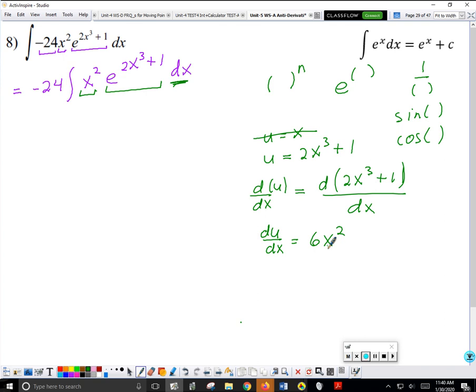Pretty good? So we can keep going because it's going to work. It's called u substitution because you substitute. So over here I'm going to start substituting.